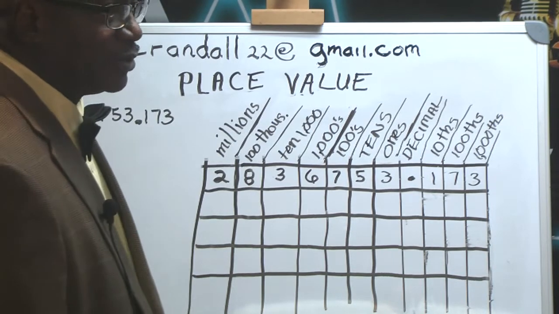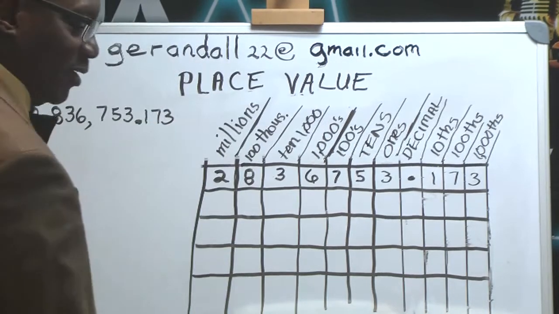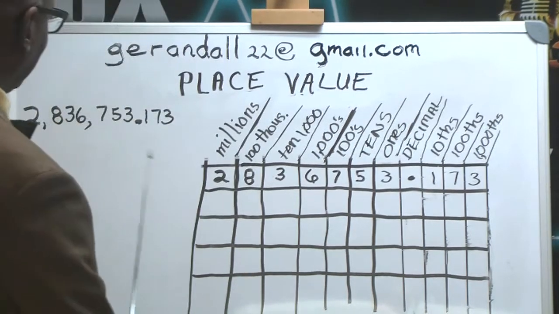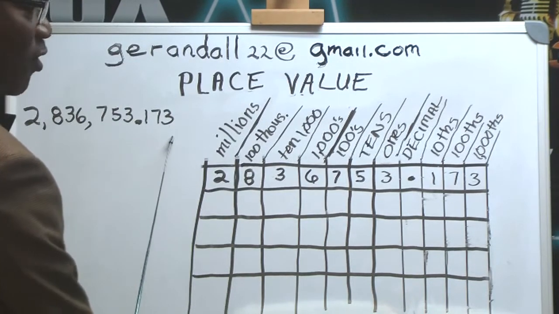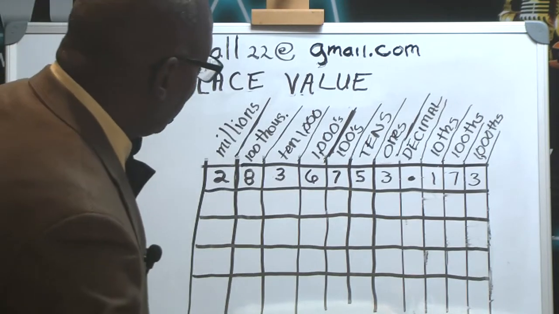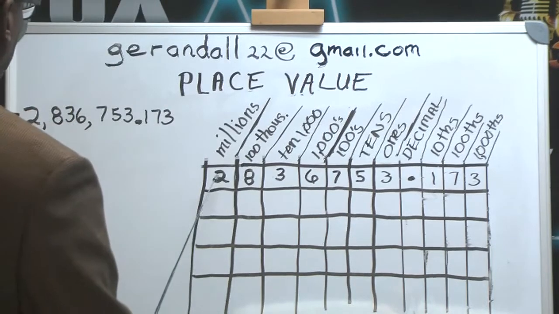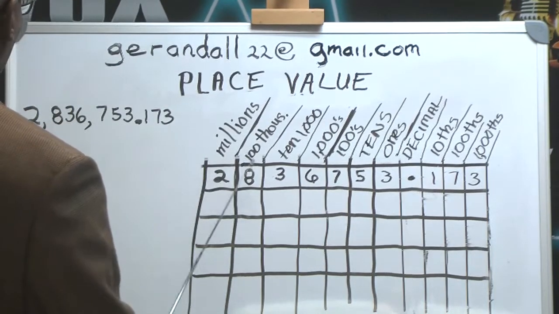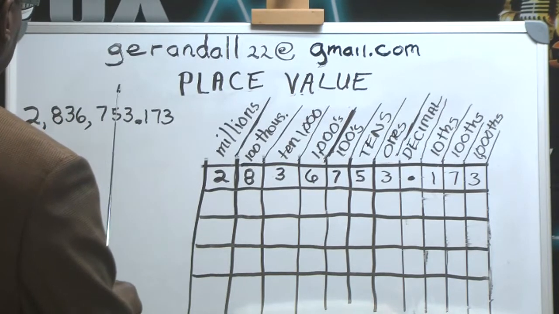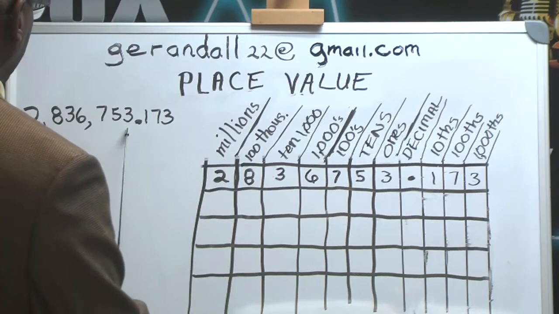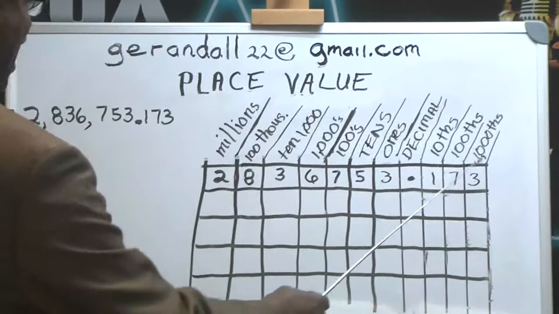And oftentimes, we speak of six-figure incomes. Well, today, we're looking at 7 figures, a decimal, and 3 more. Now, the way we say this particular number is 2,836,753 and 173 thousandths.